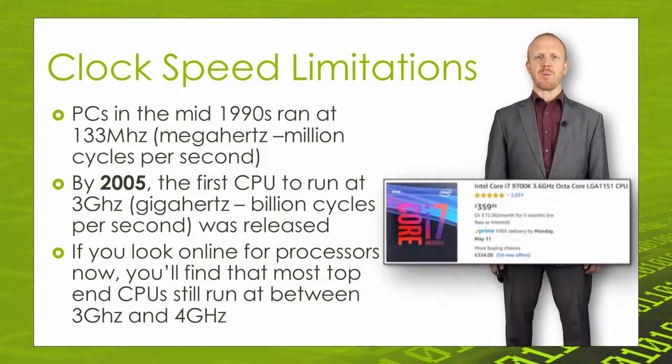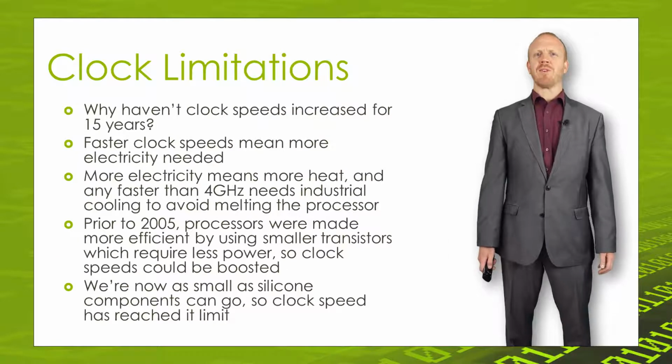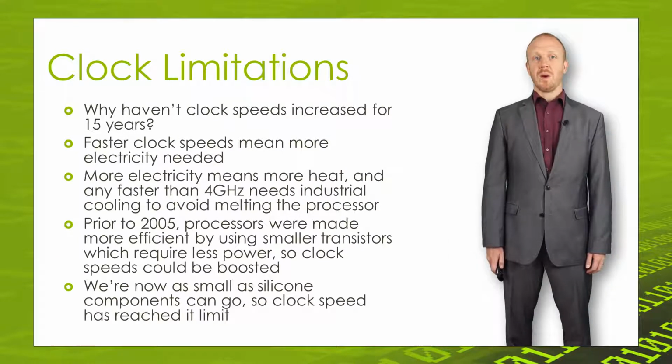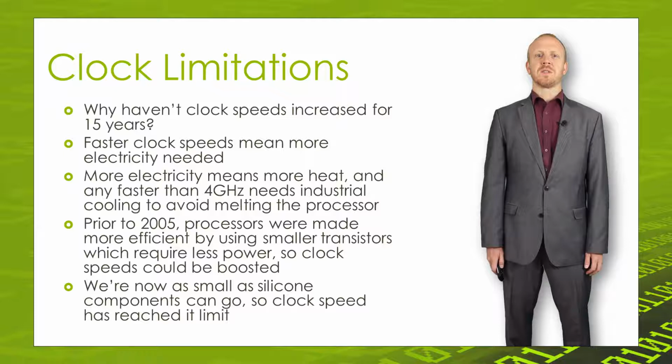But if you look online now for processors, you'll find that most top-end CPUs still run between 3 and 4 gigahertz. So why haven't clock speeds increased for 15 years? Well, fast clock speeds means more electricity is needed. More electricity means more heat, and any faster than 4 gigahertz needs industrial cooling to avoid melting the processor. Prior to 2005, processors were made more efficient each couple of years by using smaller transistors, which required less power. So then clock speeds could be boosted to get the power back to where it was. We're now as small as silicon components can go, so clock speed has reached its limit.